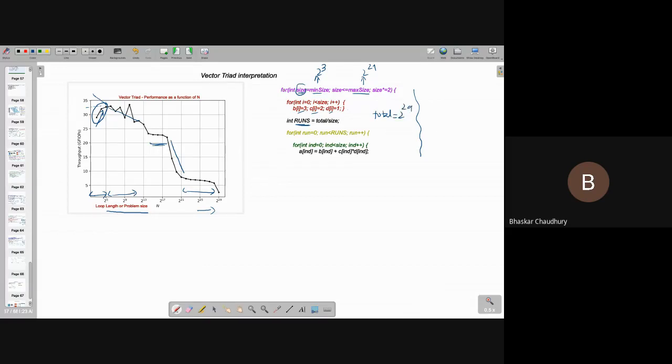So the point is, as size increases, the runs go down, because the total is fixed. Now the run loop goes from 0 to runs, and for a given size the inner loop runs from 0 to size. Accordingly, this will be calculated. So this is what the calculation is.